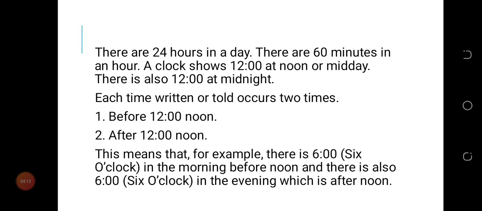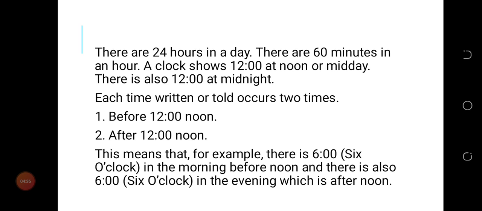There are 24 hours in a day. We all know that. There are 60 minutes in an hour. The clock shows 12 o'clock at noon or midday. There is also 12 o'clock at midnight. Each time written or told occurs 2 times. That means every time you see on the clock appears 2 times.